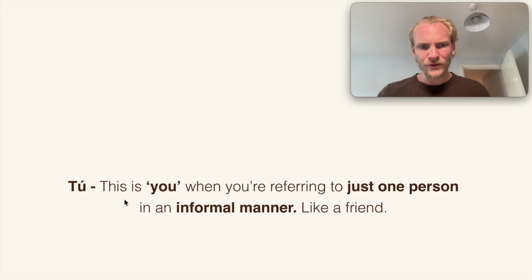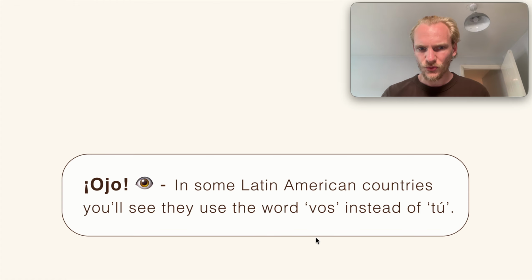Now, I want to cover some important things relating to the table that we've just seen of the subject pronouns. The first one is relating to tú. Now, tú, this is you when referring to just one person in an informal manner, like a friend. So you're going to use tú when you're referring to an individual in an informal manner. So a friendly context, you're going to use tú.